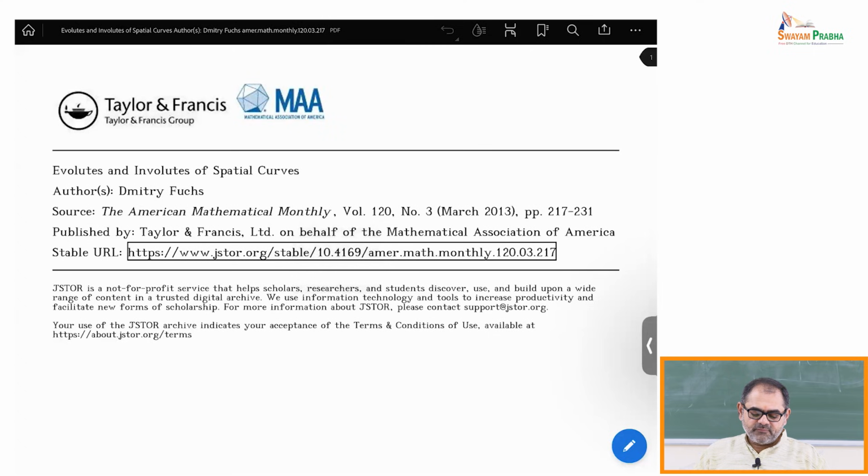This is evolutes and involutes of spatial curves. It appears that in trying to define evolutes and involutes for space curves, there are still many things to be done, and only for plane curves are things properly done. So there are some interesting things. But in this paper, the plane curve case is very nicely given.